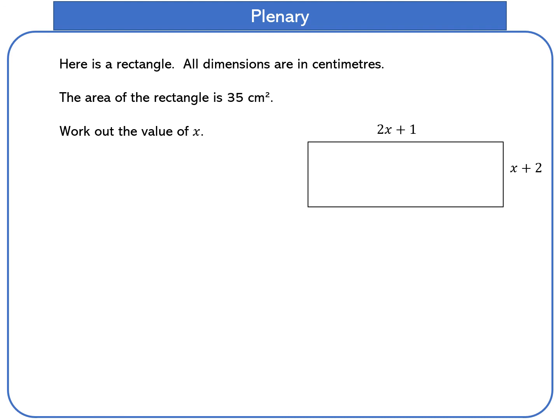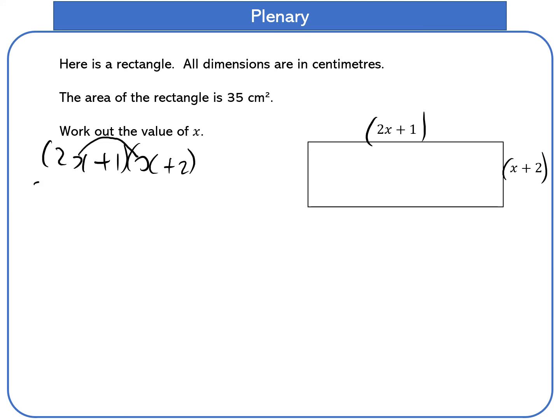Here's a rectangle, all dimensions are in centimetres. The area of the rectangle is 35 centimetres squared. Work out the value of x. So we recall that the area of a rectangle, we just do length times width, so we'll just multiply those two together. So 2x plus 1 multiply x plus 2. Get an expression for the area.